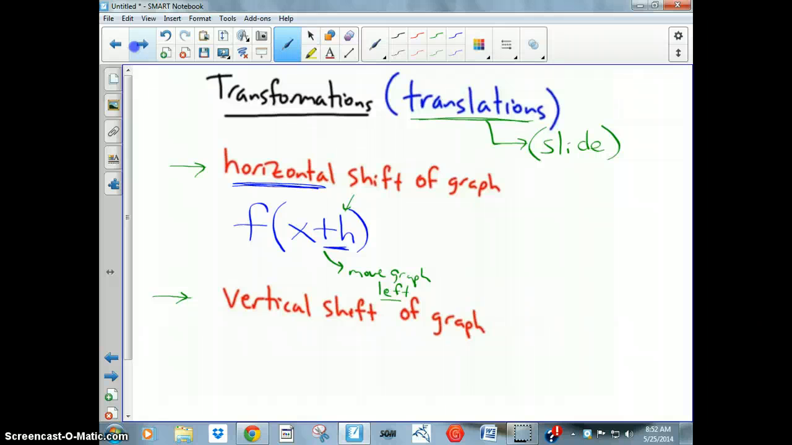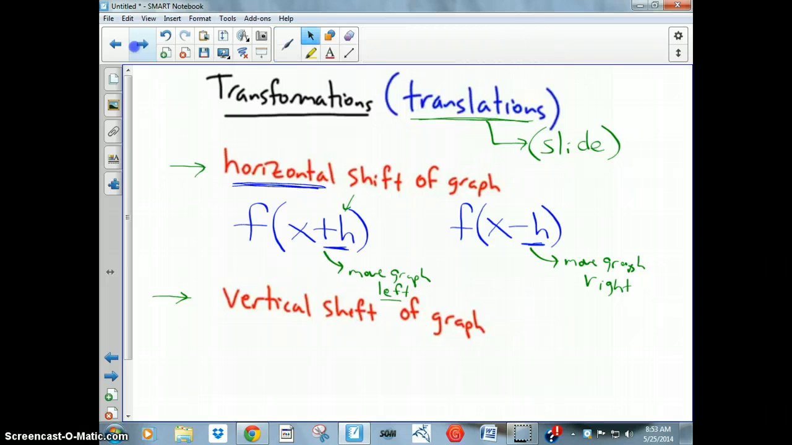Please memorize that. If I want to move the graph to the right, inside the parentheses, I will put minus whatever number I want next to the x. If it's x minus h, this will move the graph to the right. So please make sure that you understand that and memorize that. Let's talk vertical shift. Vertical is up and down. How do you get a graph to move up and down?